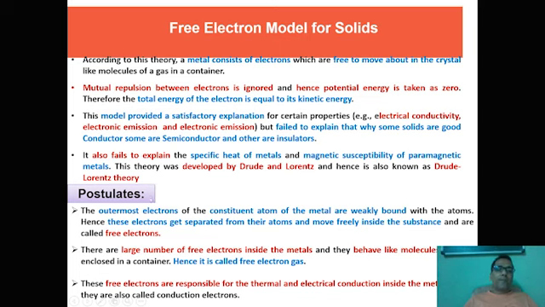That's why this is known as Drude-Lorentz theory. The basic postulates of this theory are that the outermost electrons of the constituent atoms of the metal are weakly bound with the atoms. Hence, these electrons get separated from their atoms and move freely inside the substance, and these are called free electrons. These electrons are as free as gas molecules. There are large numbers of free electrons inside the metals, and they behave like molecules of gas enclosed in a container. Hence, it is called free electron gas. These free electrons are responsible for thermal and electrical conduction inside the metal, hence they are also called conduction electrons.